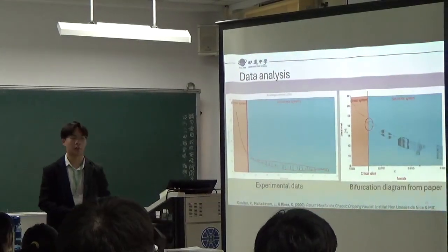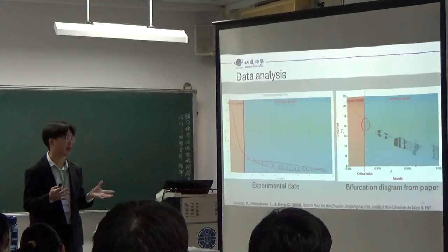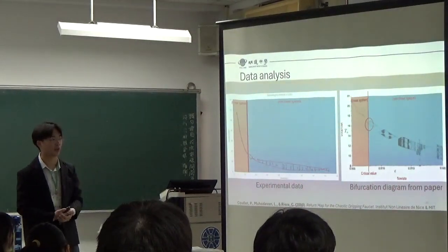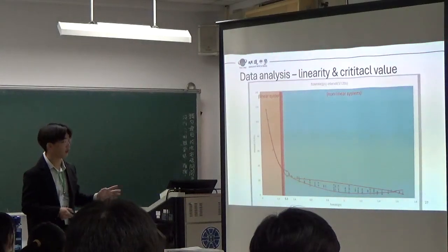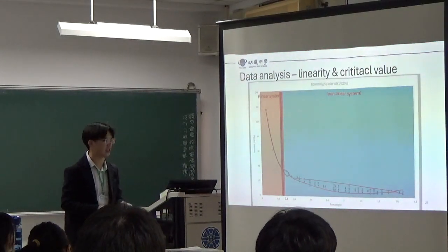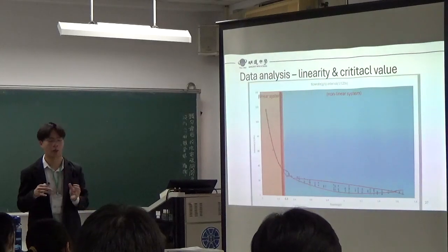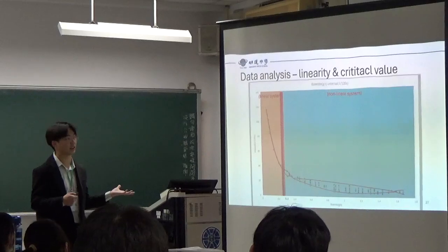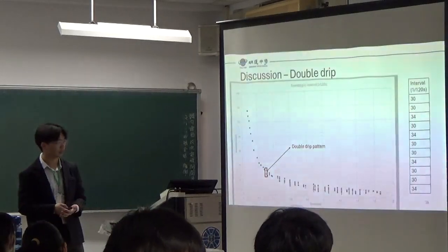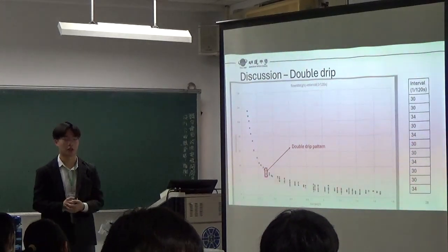And we do the comparison between our experimental data and the bifurcation diagram from the paper. So we have a critical value which is around 0.3 here, and several lines between 0.2 and 0.3 grams per second, to separate my diagram into the linear system and the nonlinear system. And let's move on to my discussion part.